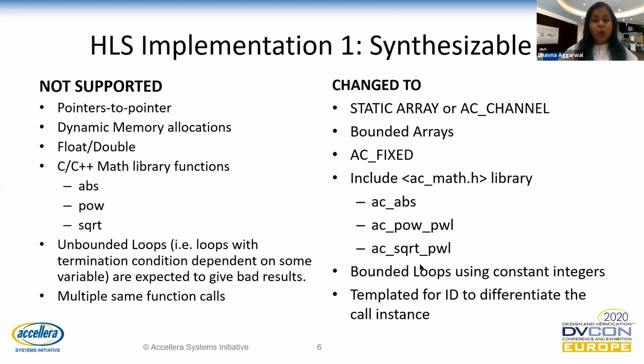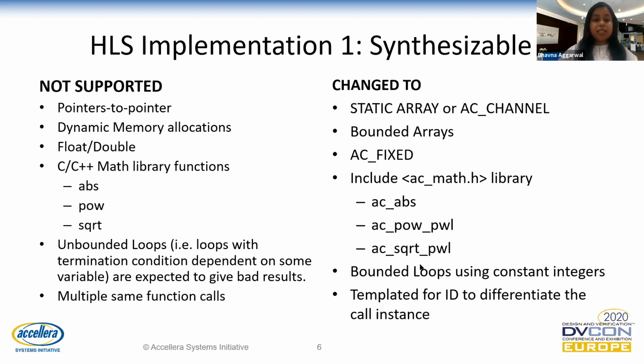For commonly used math operations like square root, absolute, power, etc., Mentor's HLS library also provides equivalent math functions that can successfully transform to RTL logic. Hence, any C++ math operations used in the algorithm were modified to synthesizable math functions available in the AC math library.